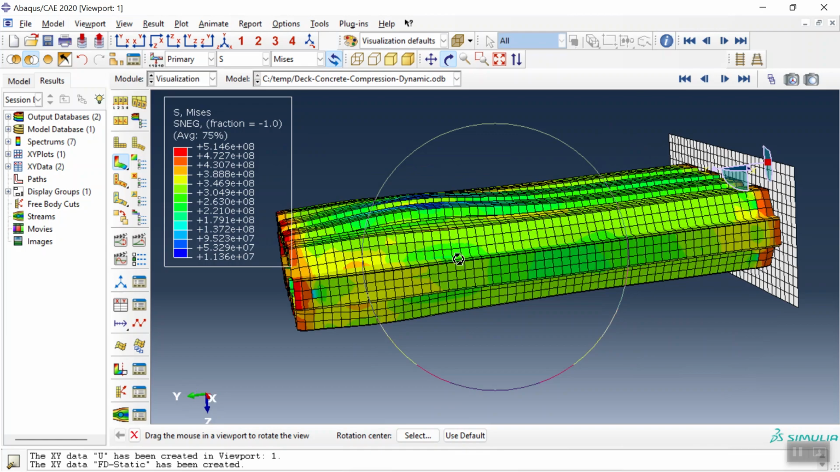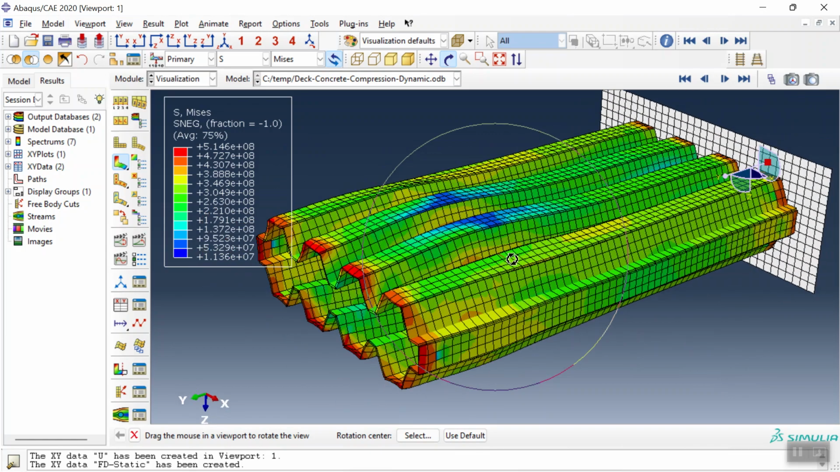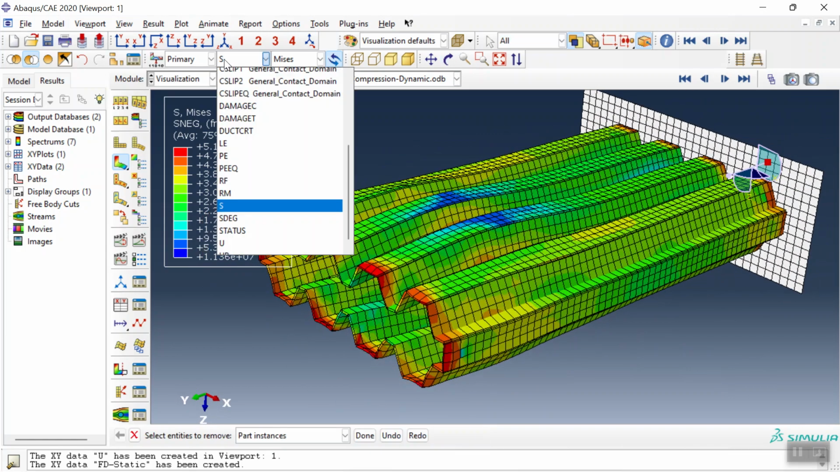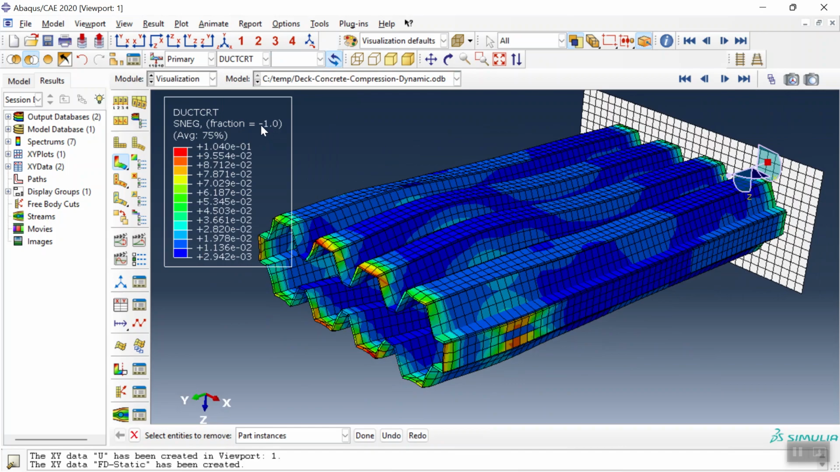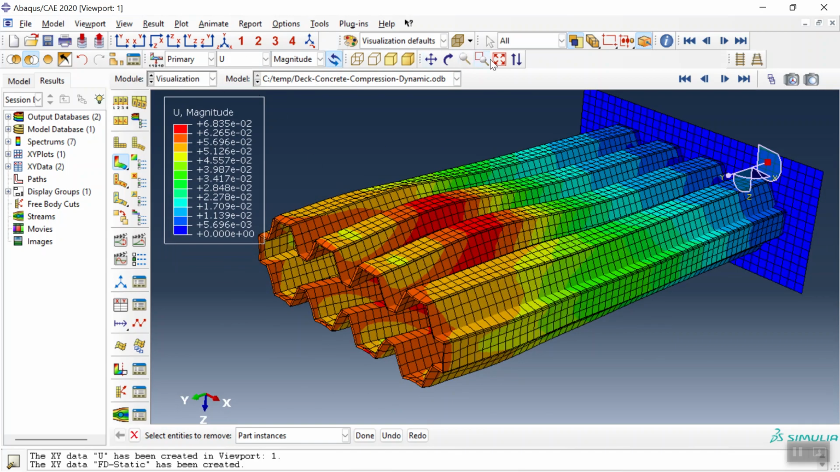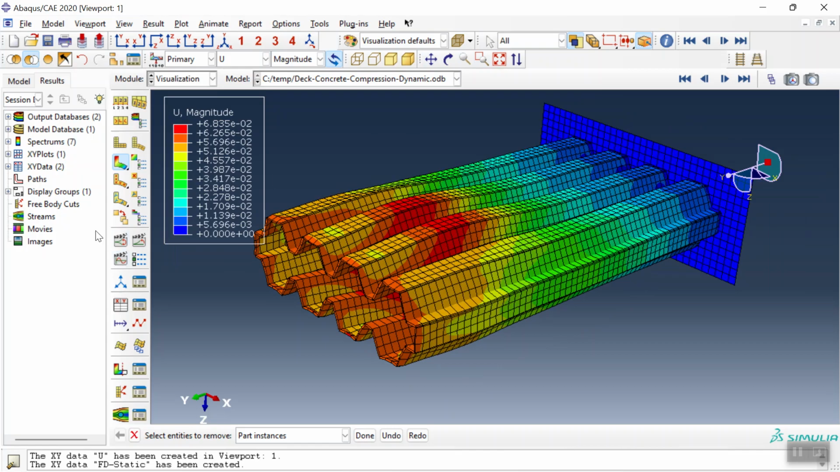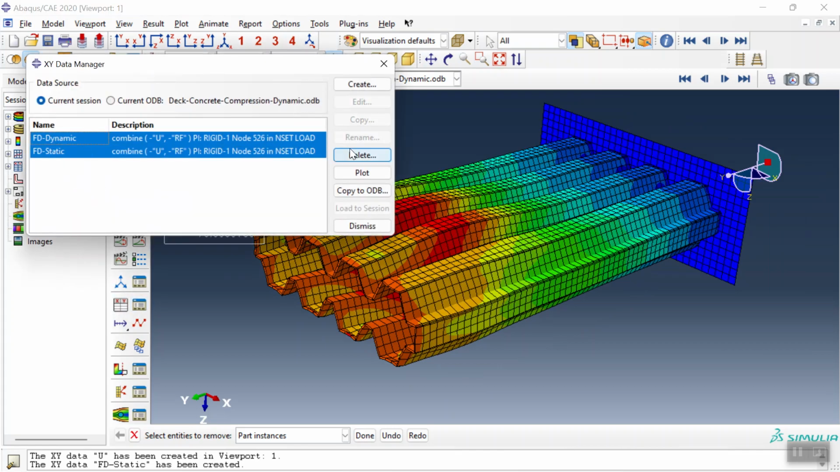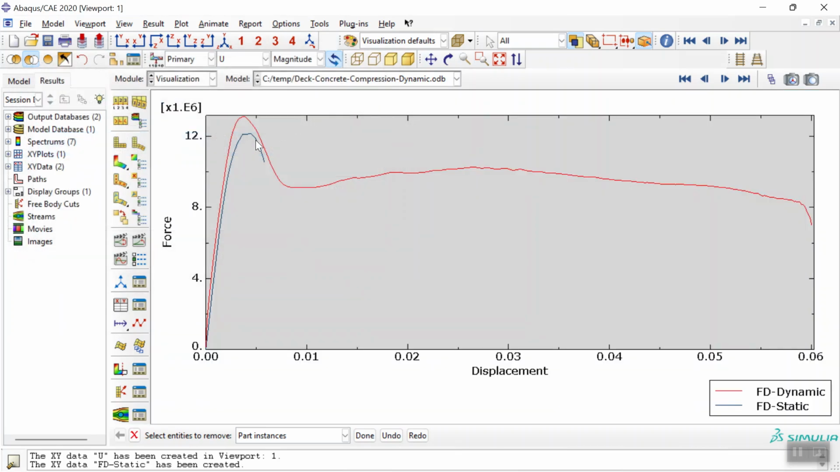You can see the buckling happen at the middle, and that's the typical thing which happens. And the ductile damage, displacement, or anything else. And let me make a comparison between two diagrams of the force displacement plot. See here, the blue is the static, the red is the dynamic.